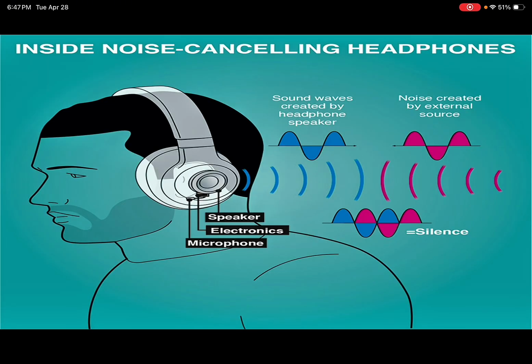So we can see in this diagram that we have our microphone here, we have our sound waves created by a headphone speaker, and we have our noise created by an external source. And what we see is that the troughs of the sound waves created by the headphone speaker are overlapping with the crests of the noise created by an external source, which, when they overlap, will create destructive interference, which will lead to silence.